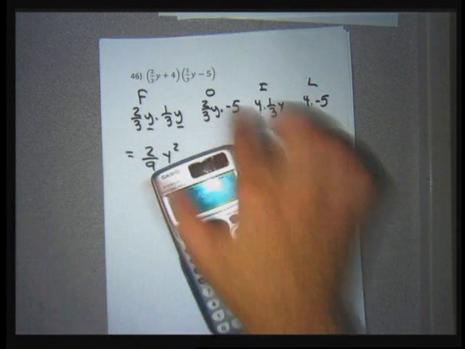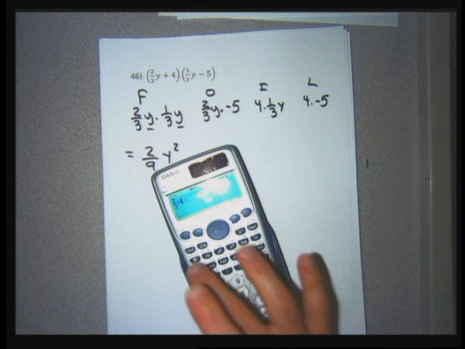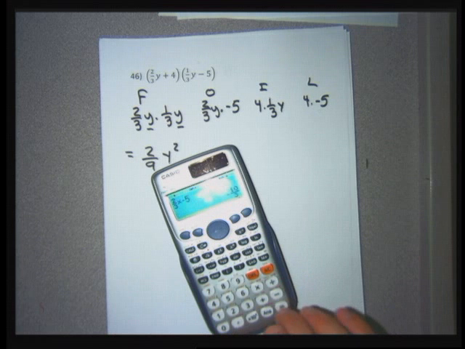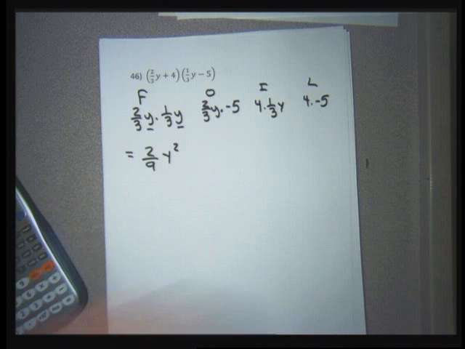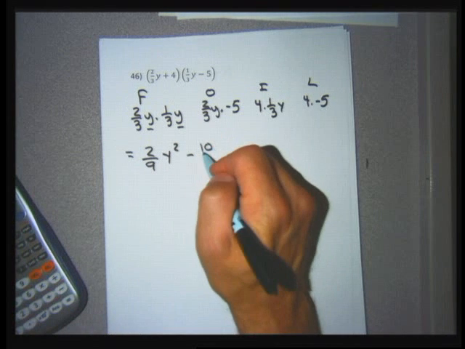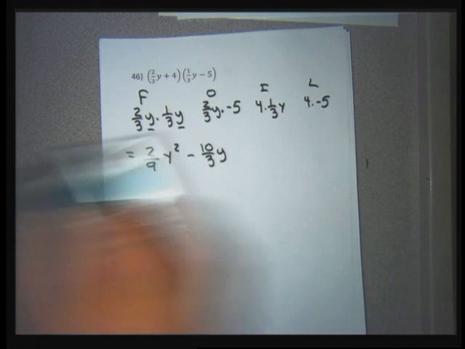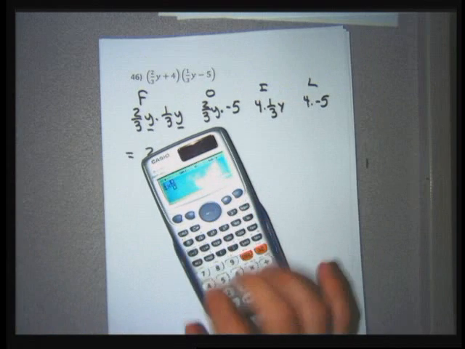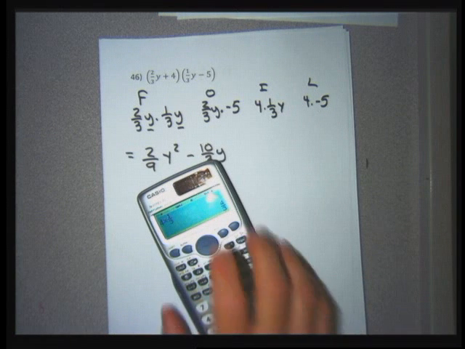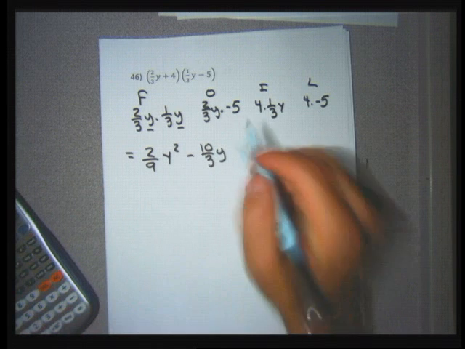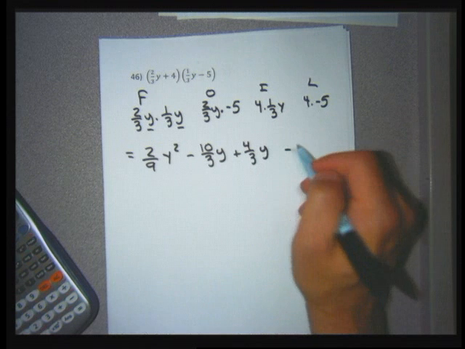For the outers, I have to multiply 2/3 times negative 5. And 2/3 times negative 5 is negative 10/3. So I'm going to write minus 10/3 and leave the y. For the inners, I have to multiply 4 times 1/3. And that gives me a positive 4/3. And for the last, 4 times negative 5 is negative 20.